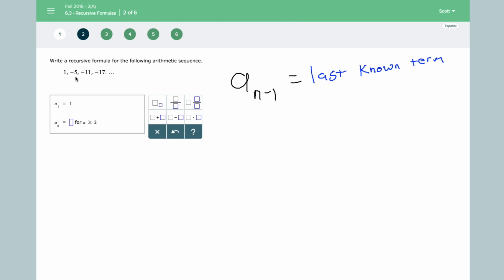I'm finding, okay, minus 6, minus 6, minus 6. I see right here it's an arithmetic sequence. So I take the last known term, a sub n minus 1, which is math for the last known term. And what am I doing with the last known term? I'm minusing 6. So minus 6. And that's that.